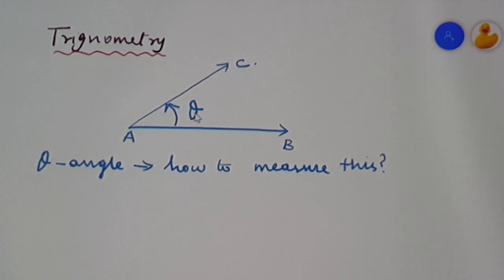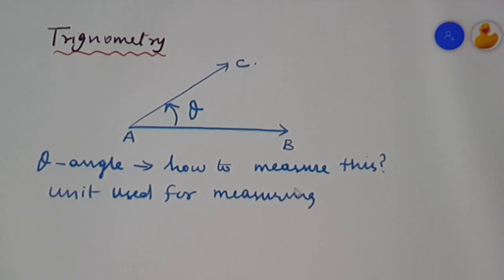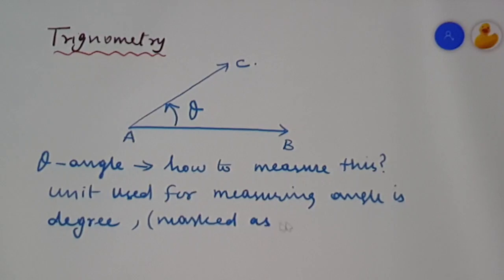See, we will be using protractors to measure this angle in mathematics. While you are measuring this, the unit used for measuring this angle is usually in mathematics you will be saying it as degree. You can mark it using this symbol, okay, theta degree.